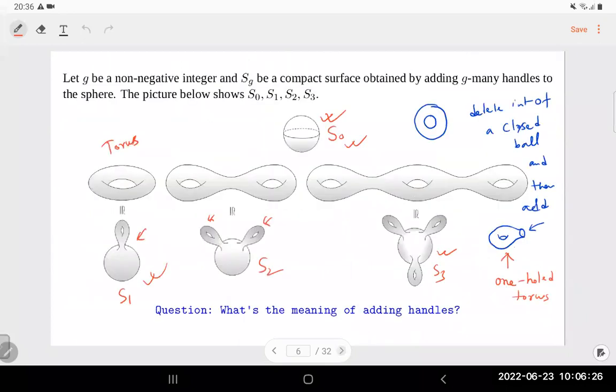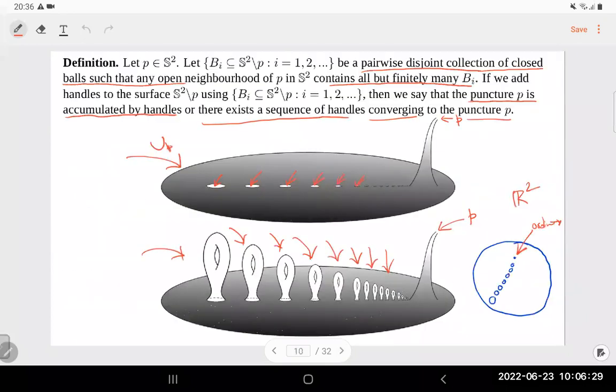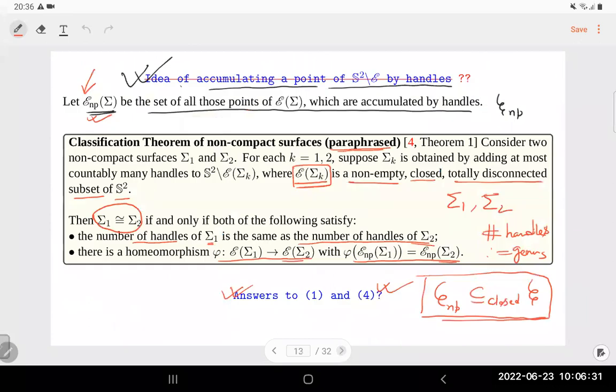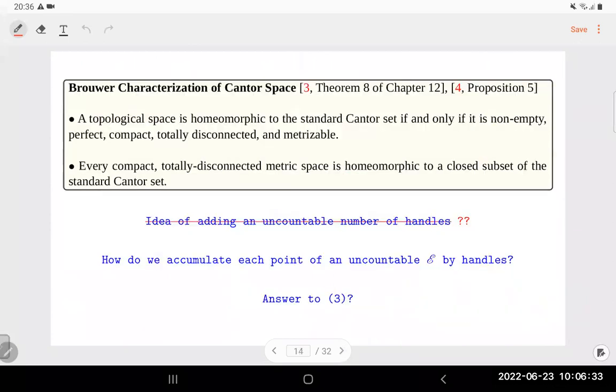So using the classification theory, we can again say that when X equals this one, they are not homeomorphic. Okay, so now let's move into the answer. Okay, so here is the characterization theorem of the Cantor set. Notice that while constructing all surfaces, I first deleted a set which is like this. Epsilon is non-empty, closed, and totally disconnected.